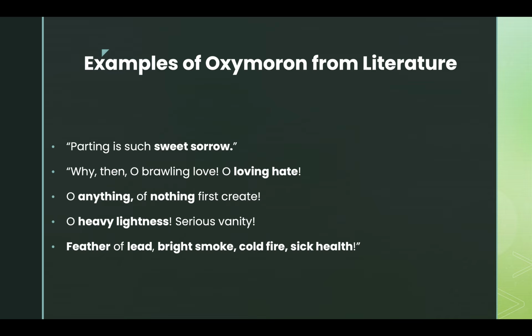Bright smoke. Smoke tends to be kind of gray. You can't see through smoke. Smoke is not very bright. Smoke is kind of dull, right? But cold fire. Fire is not cold. Sick health. You get what I'm saying? You see how the oxymorons are being played with? But this is from literature.